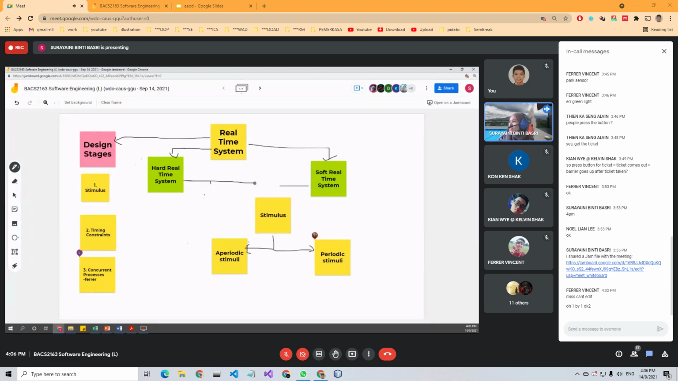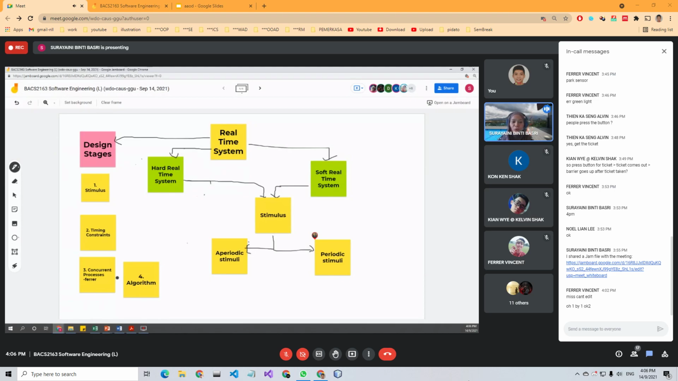I don't know why this Jambot doesn't have the error. Concern if it provided the error. Okay, so we have 1, 2, 3, 4. There's another 2. Algorithm, yes. Stimulus first, timing constraint, concurrent process, algorithm.